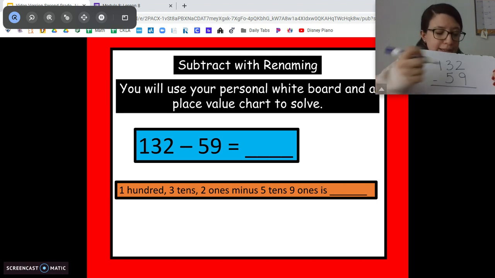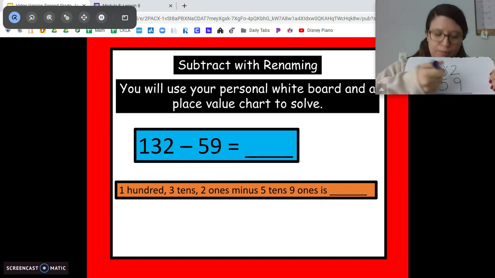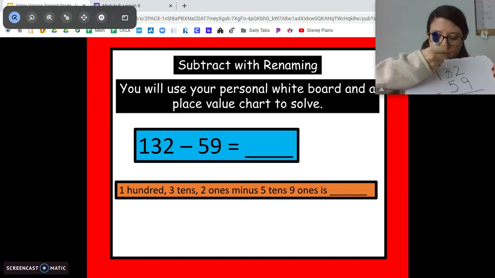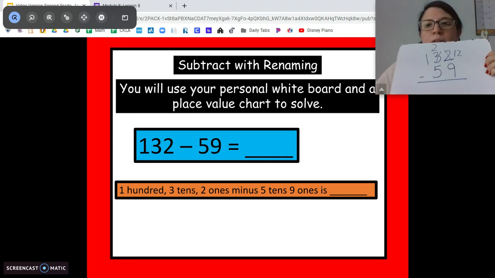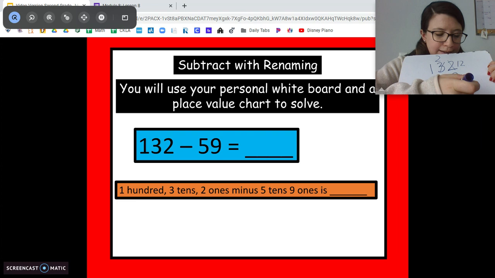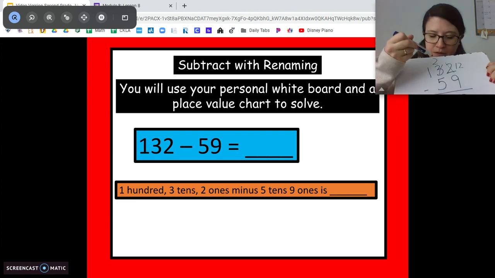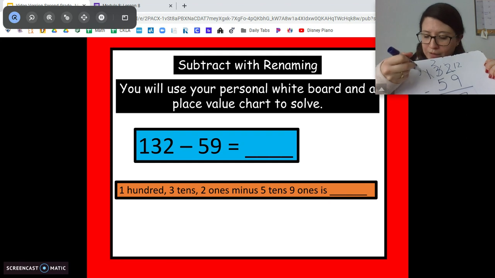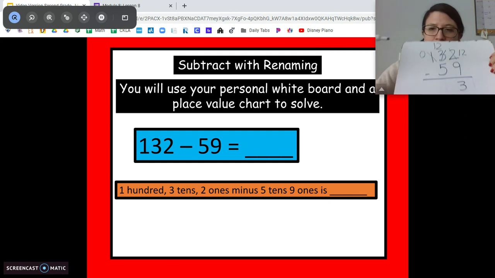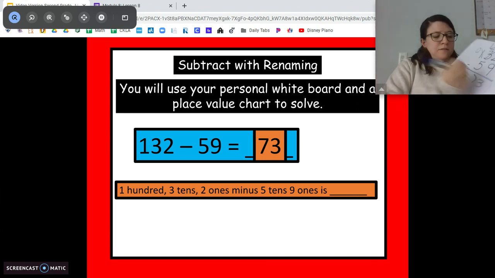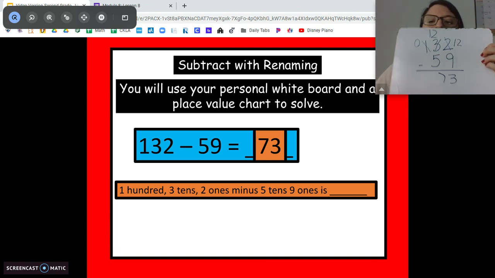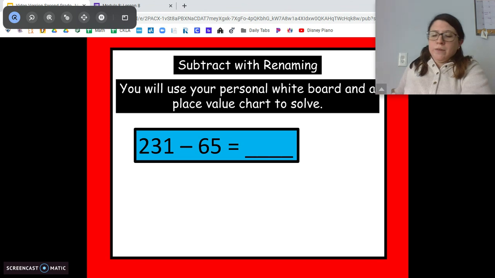So we know that we cannot take 9 from 2, so we're going to borrow 10 ones, take a 10 away, add them into here. 12 ones minus 9 ones is going to give us 3 ones. We cannot subtract 5 tens from 2 tens, so we're going to borrow from our hundreds. Move 10 tens over. 12 minus 5 is going to give us 73. Awesome job. All right, let's do another one.